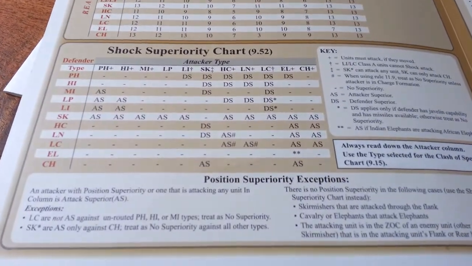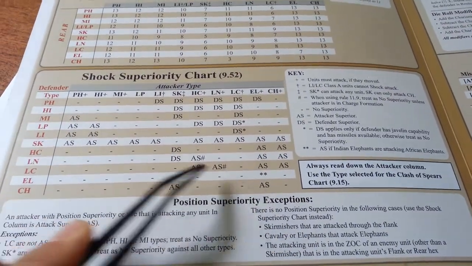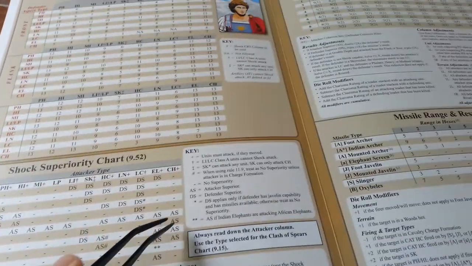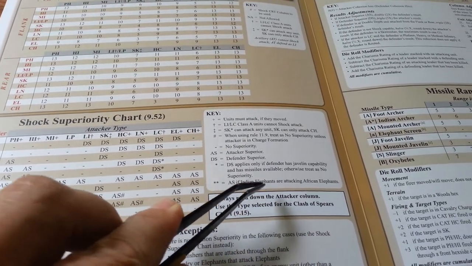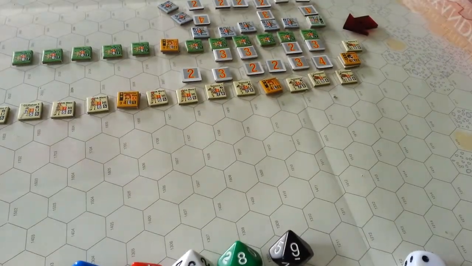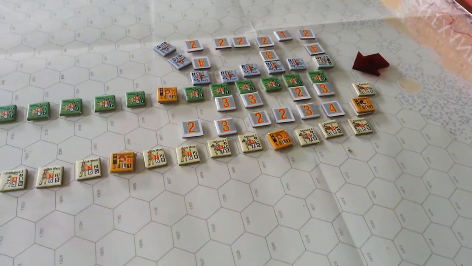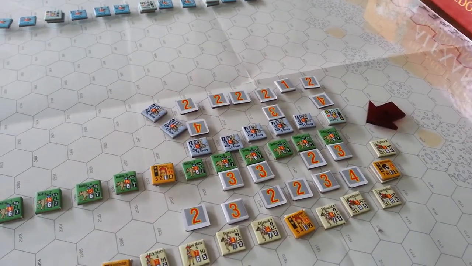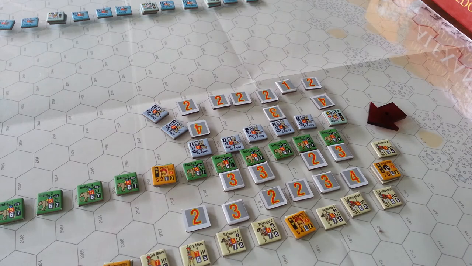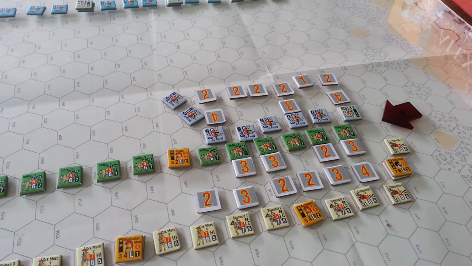you'll see that there's a double asterisk here, elephant versus elephant. The little note here says it's attack superior if the Indian elephants are attacking African elephants. It doesn't say that it's defender superior when it's Indian elephants defending against African elephants. Boom, we've got a little hole in the rules.